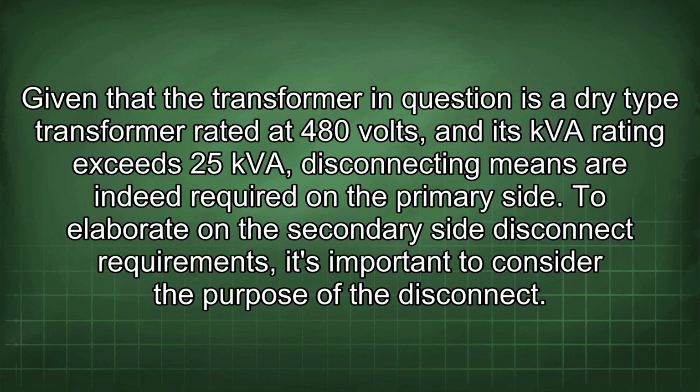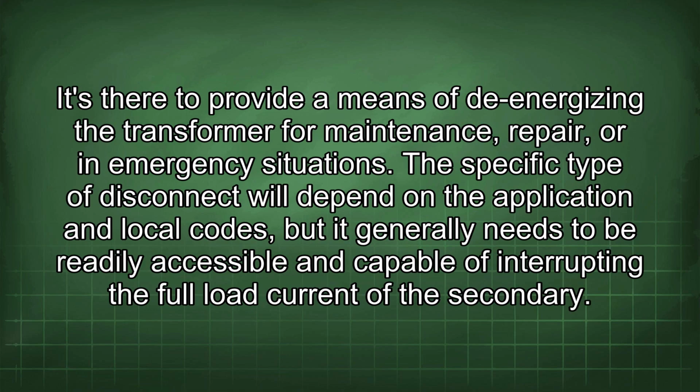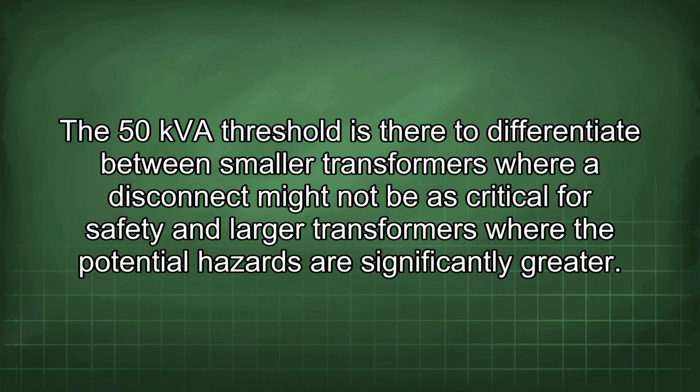To elaborate on the secondary side disconnect requirements, it's important to consider the purpose of the disconnect. It's there to provide a means of de-energizing the transformer for maintenance, repair, or in emergency situations. The specific type of disconnect will depend on the application and local codes, but it generally needs to be readily accessible and capable of interrupting the full load current of the secondary. The 50 kVA threshold is there to differentiate between smaller transformers where a disconnect might not be as critical for safety and larger transformers where the potential hazards are significantly greater.